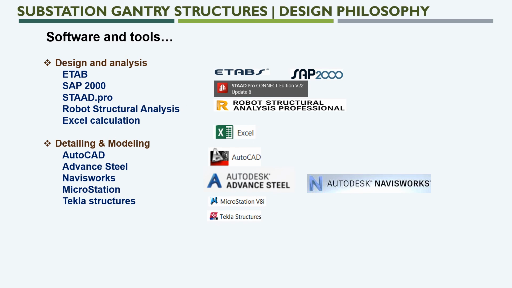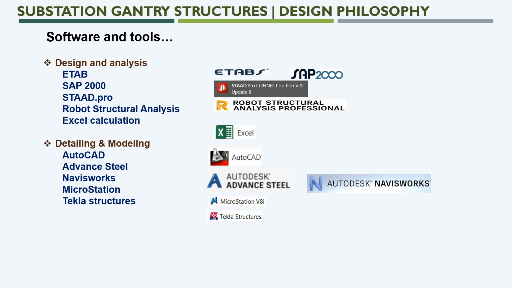And these are the softwares and tools to be used for substation gantry structures. For design and analysis, generally we used to do in ETAP, SAP2000, STAAD.Pro, Robot Structural Analysis, Excel calculations. Excel calculation generally we need to do for two-way design, like base plate, anchor bolt design, stub design, and connection design if required. Even the connection design also we can do in 3D softwares. Some of the software is having the feature to handle the connection design.